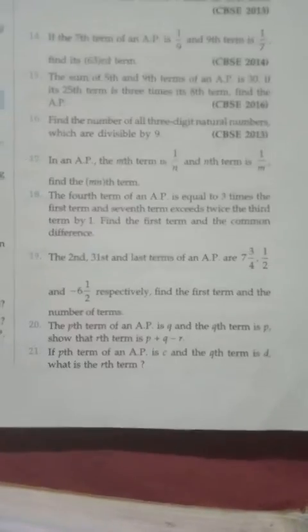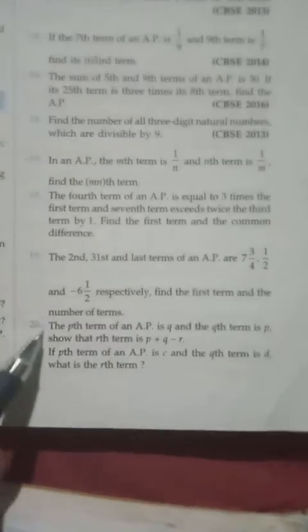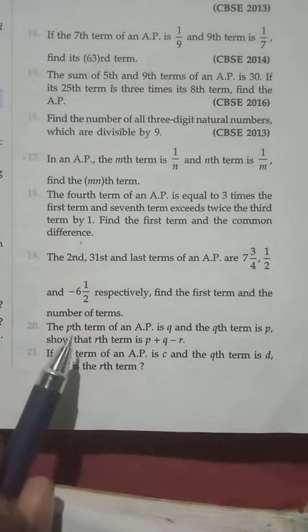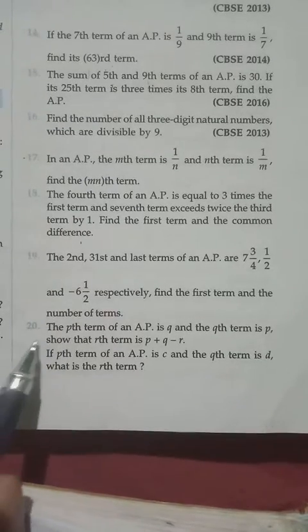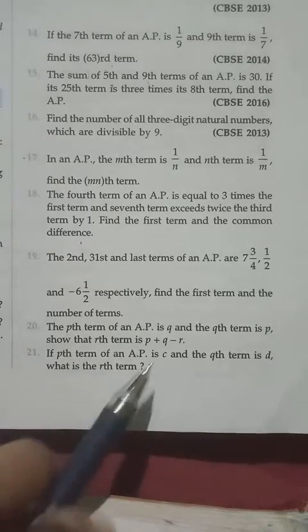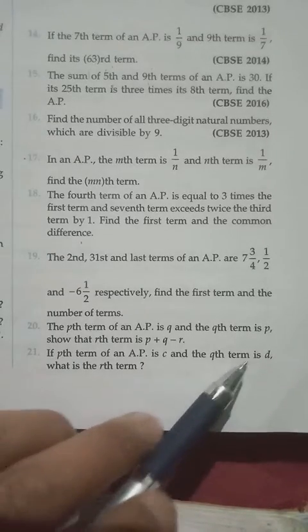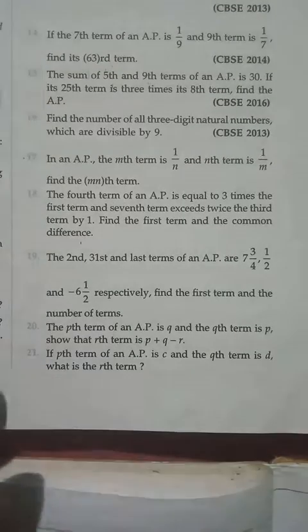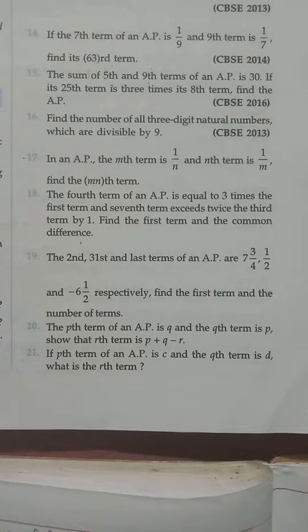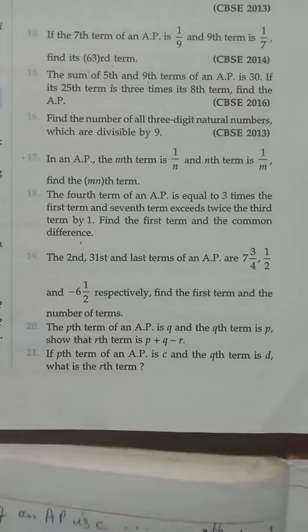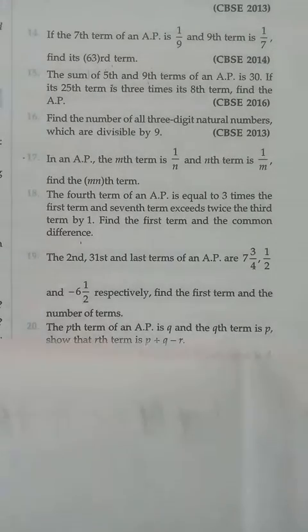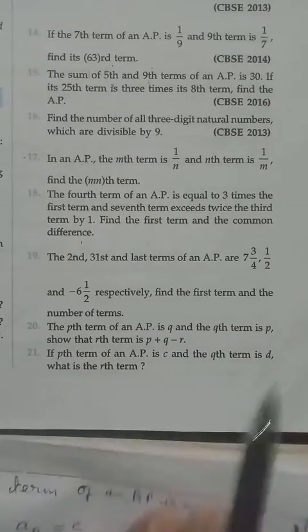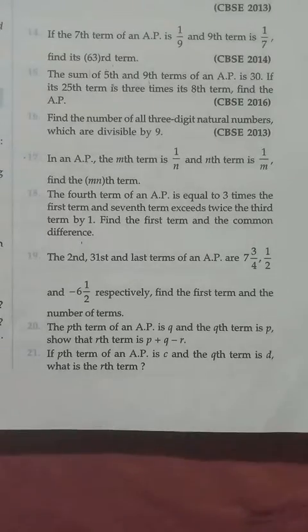Continue with exercise 5C, question number 21. The Pth term is C and the Qth term is D. Then we have to find the Rth term. The first term we don't know, so we consider it as A. The common difference, let's consider it as capital D, because we have this one as small d.